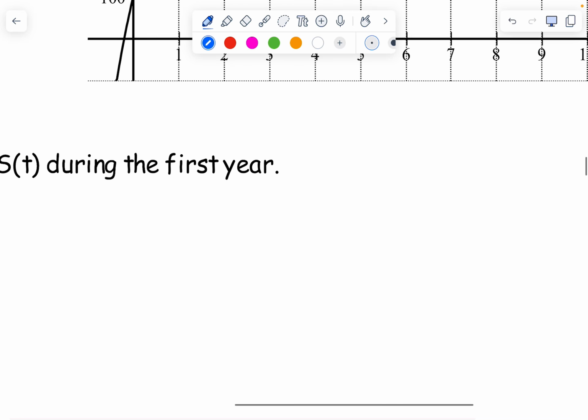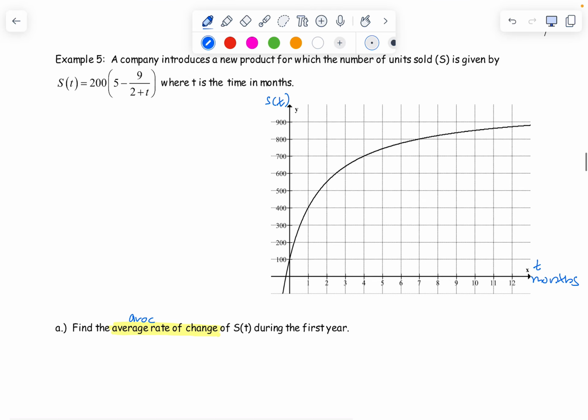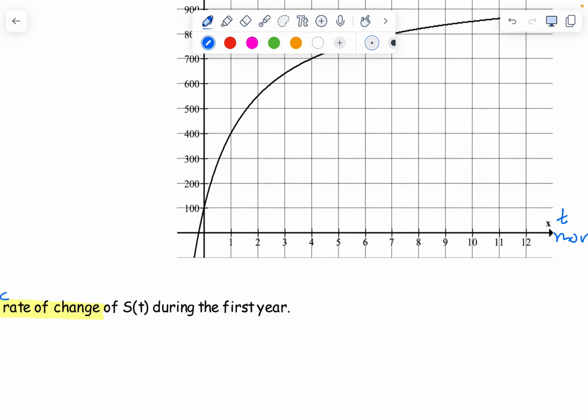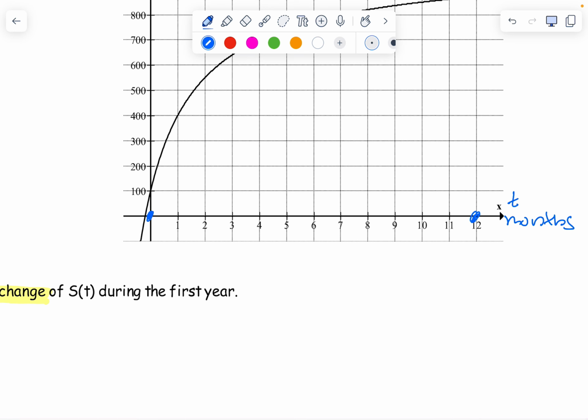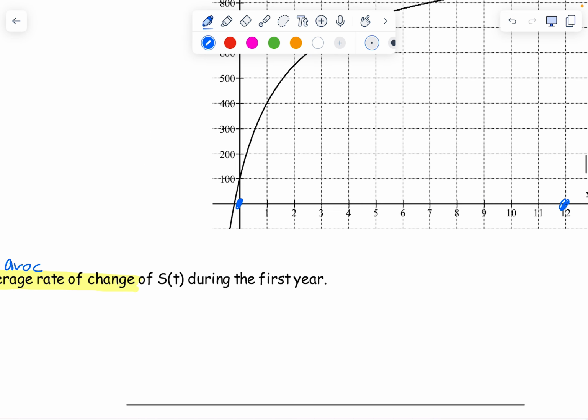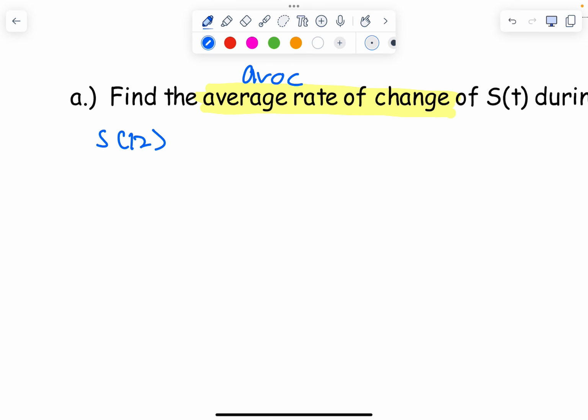And then let's see what interval we're looking at. We are looking at it from the company with time in months. So when is a company starting and when are we going to stop? Okay, at 12 months, correct? So let's put on here, when I start the company, it'll be 0 to 12. Because the first year will be from 0 all the way to 12, right? Not from 1 to 12, because the first month is still included. So let's write on here S of 12 minus S of 0 all over 12 minus 0.